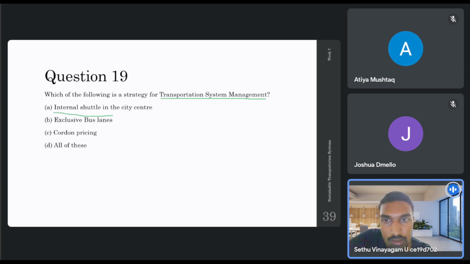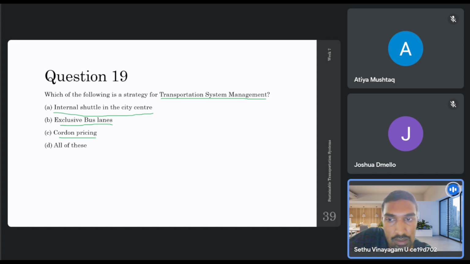So internal shuttle in the city center, as I explained earlier, we can provide frequent shuttle services to the city center, so that people will park their vehicles outside the city center and make use of these shuttle services, which will have higher capacities than the private vehicles, right? The number of vehicles in the city center will reduce. Then providing exclusive bus lanes, again it will help encourage people to shift to public transit, especially buses.